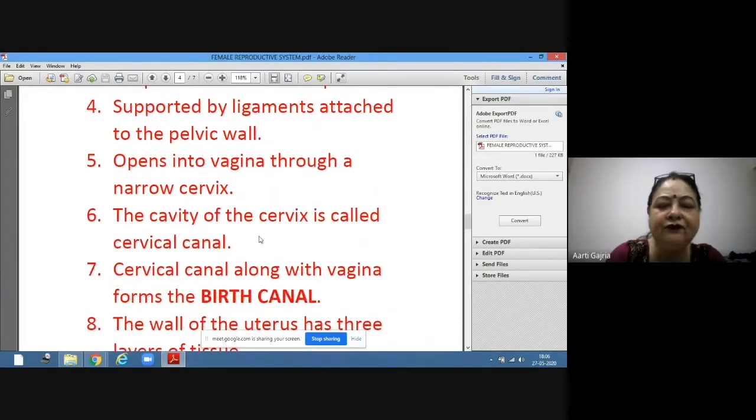And the cavity of the cervix is called the cervical canal. Now this cervical canal, along with the vagina, forms the birth canal. They are called the birth canal because they assist in the delivery of the baby. The baby comes out through this canal. That's why it is called the birth canal.